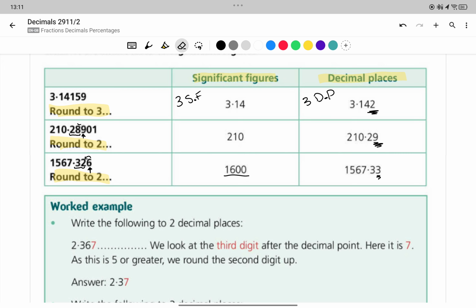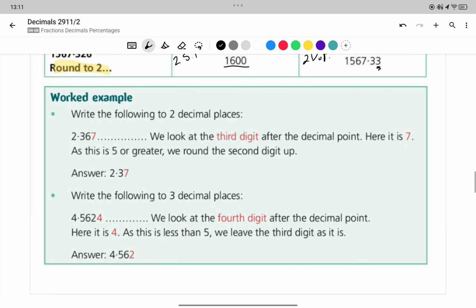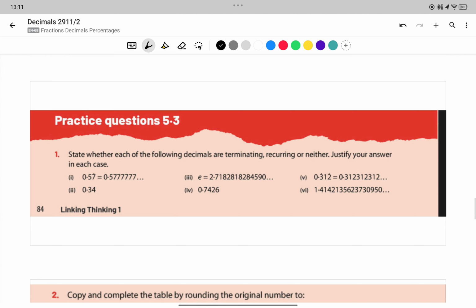Hopefully that helps you guys figure out the difference between decimal places and significant figures. This one is to 2 significant figures. This one is also to 2 significant figures. This one is 2 decimal places and 2 decimal places. You have another example you can read there if you like, and try these exercises before our next class.